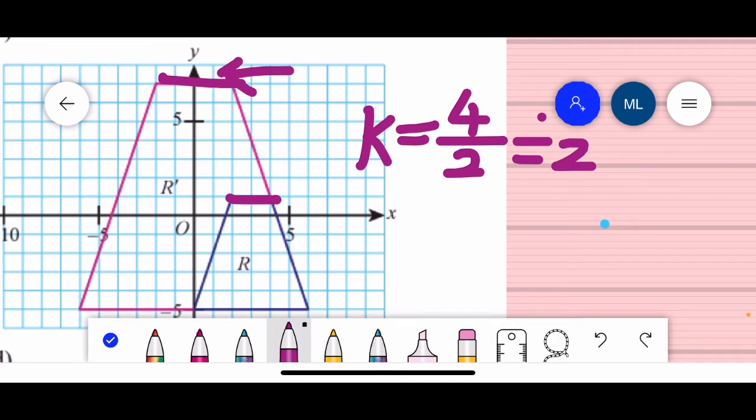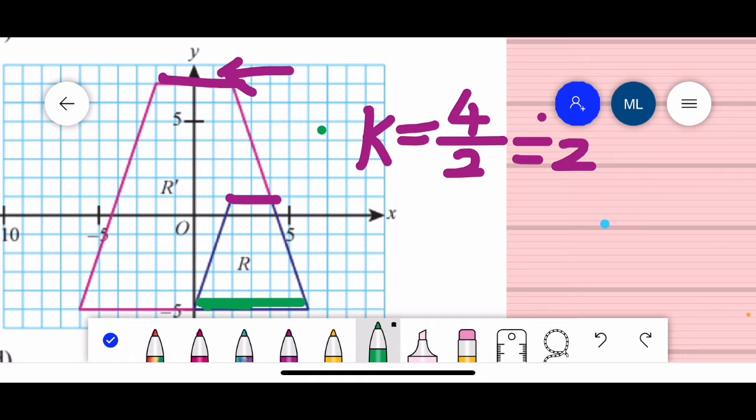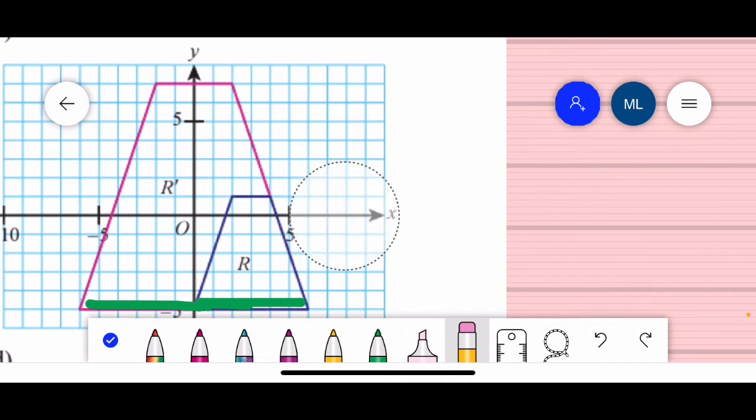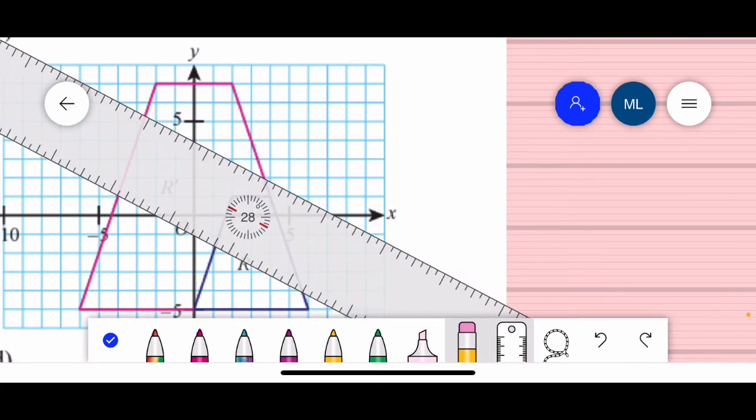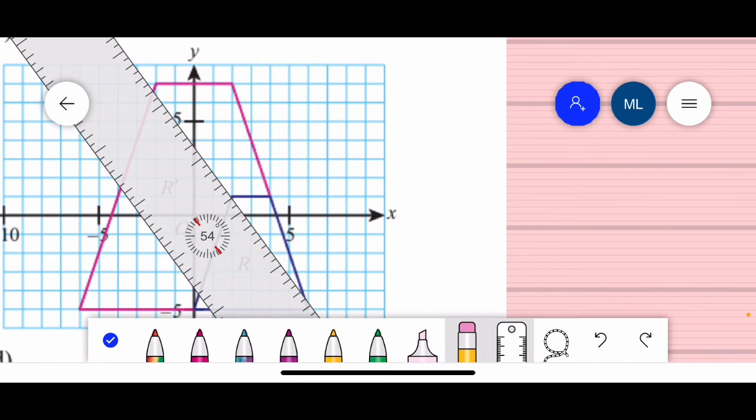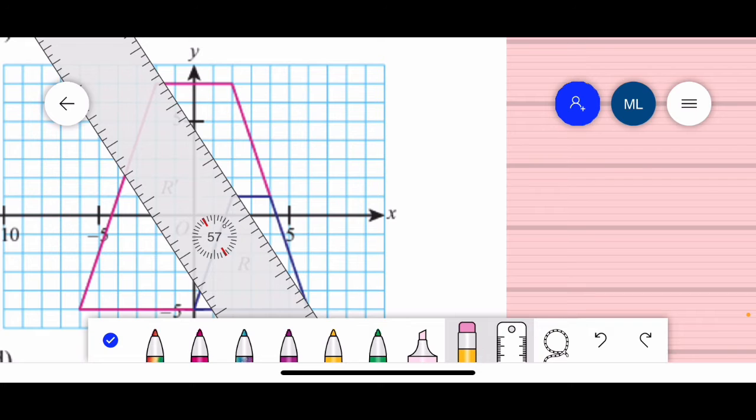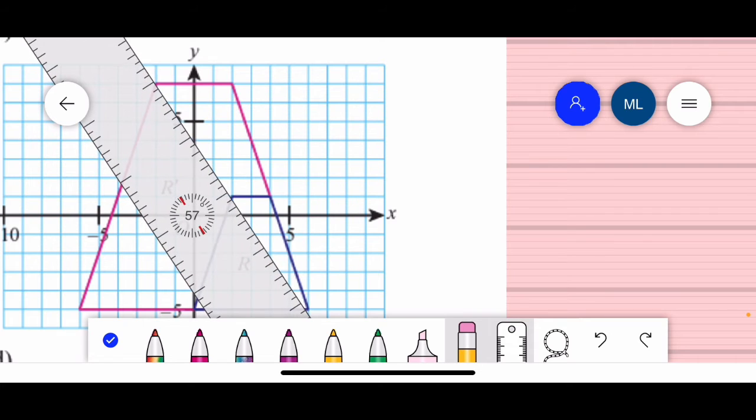You can use another corresponding side to double confirm. For example, I use this side, which is 2, 4, 6, and then here is another 6, so 12. So it's 12 over 6, you're still getting 2. That means the scale factor is 2. We have the scale factor already. Now we're going to find the center of enlargement, so we need to use a ruler. Now we find the points which are very outstanding, like these two. I'm going to drag the point using the ruler and a pencil, if possible use a pencil.